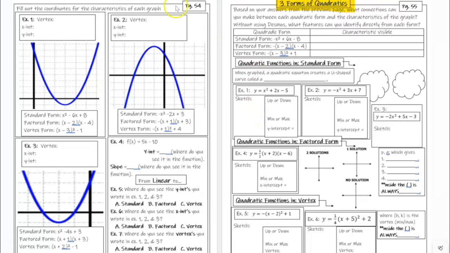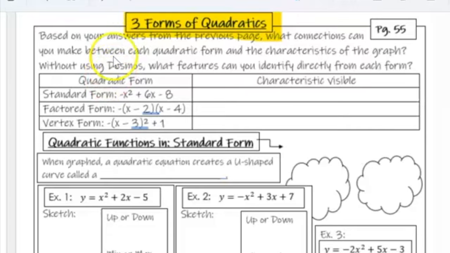Okay, so now that you've answered everything on this page, based on the answers on the previous page, what connections can you make between each quadratic form and the characteristics of that graph? Without using Desmos, what features can you identify directly from each form? So you should have noticed that from standard form, you can get the y-intercept, which is the number that does not have a variable. So again, what characteristics can you get from standard form?